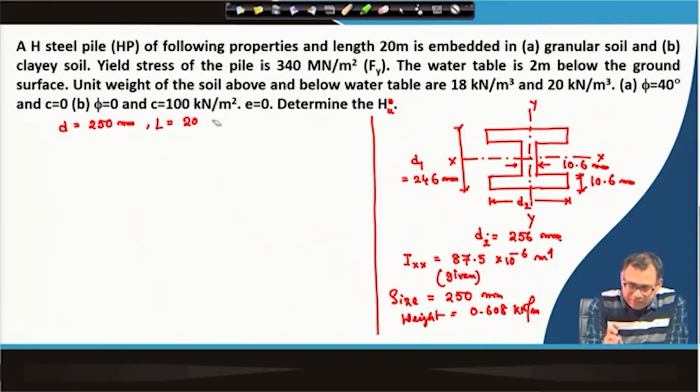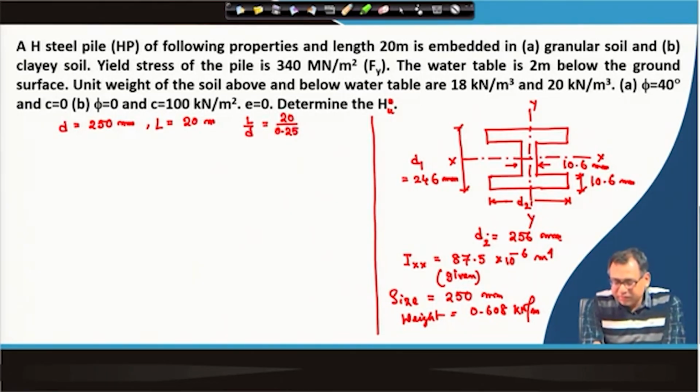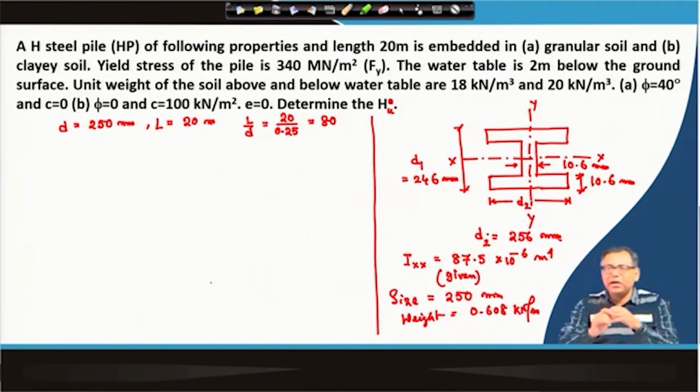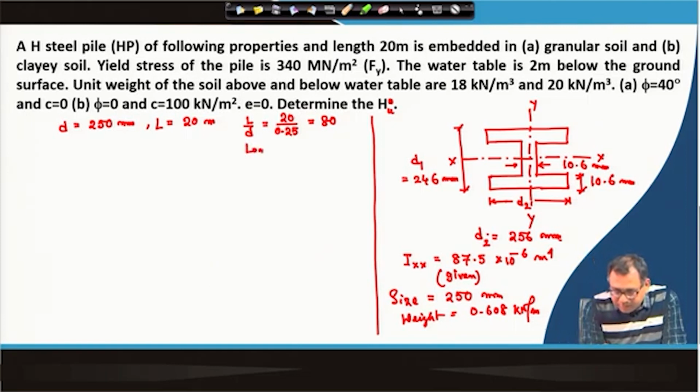L by D, how much? 20 divided by 0.25. So, this will be around 80. Definitely it will be a long pile. The limit is less than or equal to 20, and if it is close to 20 or 30 or so, then also we can consider an intermediate pile, but 80 means definitely it will be a long pile. So, this is a long pile.